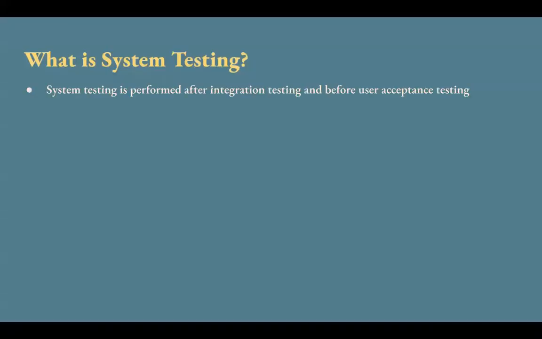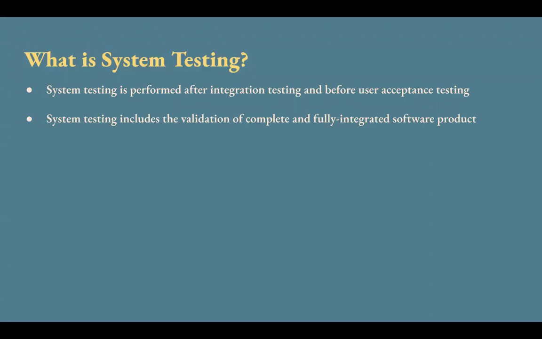System testing is performed after integration testing and before user acceptance testing. In unit testing, we tested individual components or modules of the project. After that, during integration testing, we combined those modules and tested them in a group. The system testing includes the validation of complete and fully integrated software product.